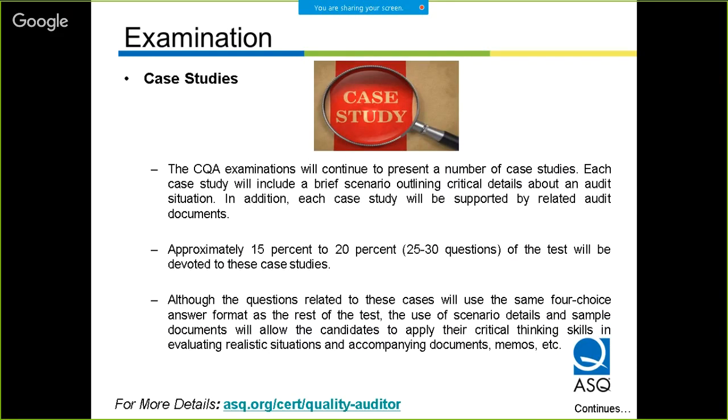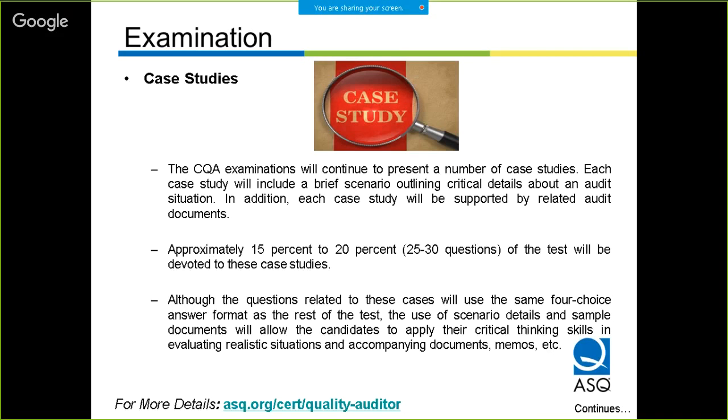In this examination, case studies are also a part. The CQA examination will continue to present a number of case studies. Each case study will include a brief scenario outlining critical details about an audit situation. In addition, each case study will be supported by related audit documents. Approximately 15% to 20%, meaning 25 to 30 questions of the test, will be devoted to these case studies.